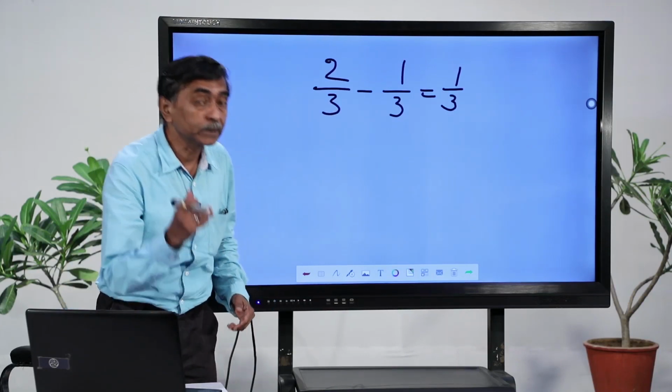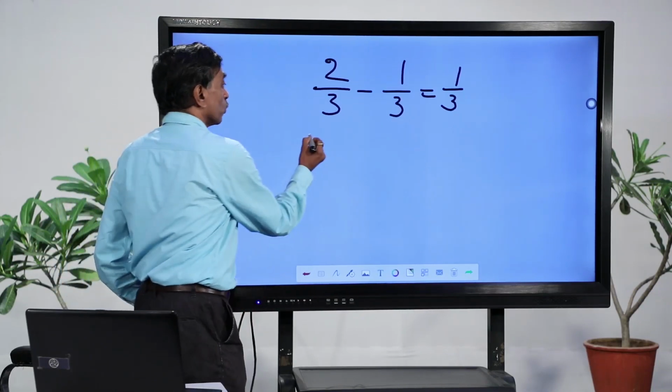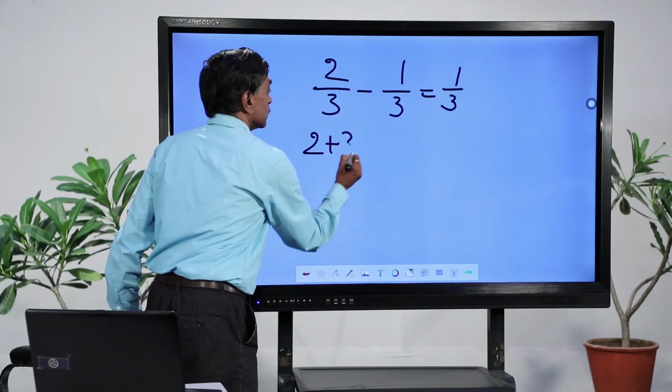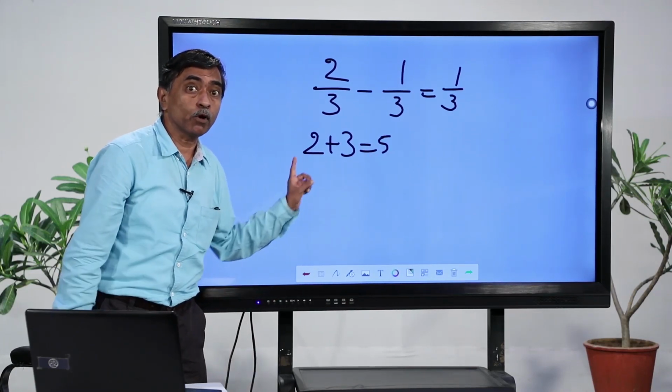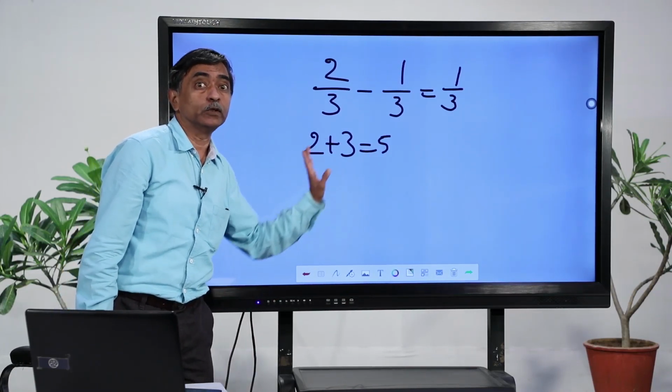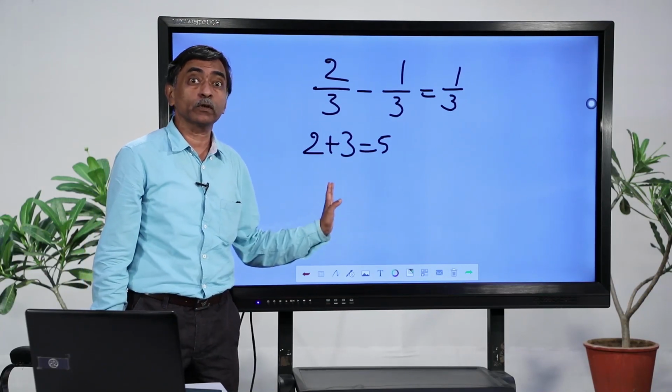Will it hold for natural numbers? For addition, it is okay. You can say that 2 plus 3 is equal to 5. As far as addition is concerned, when I am talking about the collection of natural numbers, you will find that it is closed under the operation of addition.